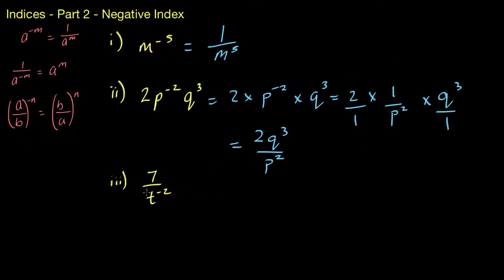So for our last one, we've got 7 over t to the power of minus 2. Well, that's simply going to be 7 multiplied by 1 over t to the power of minus 2. And we now know that we can rewrite that with a positive index on the top there. So I'll just make that 7 multiplied by t squared. So you get 7t squared as your answer.